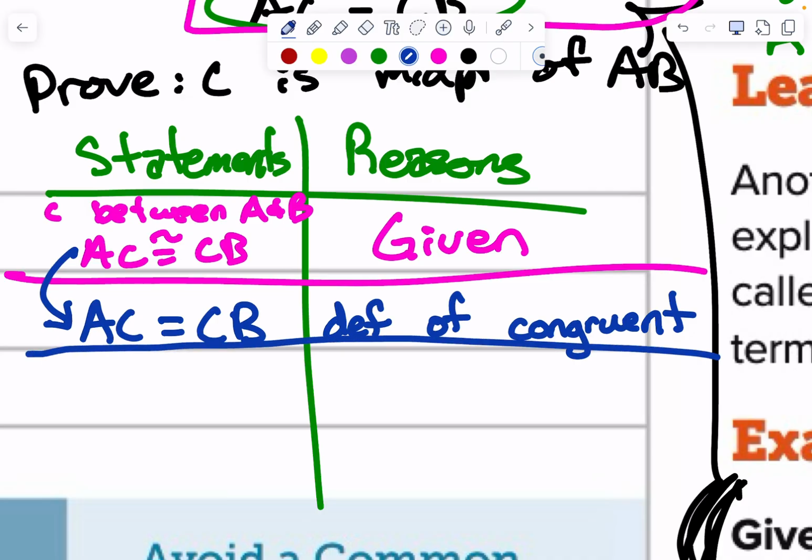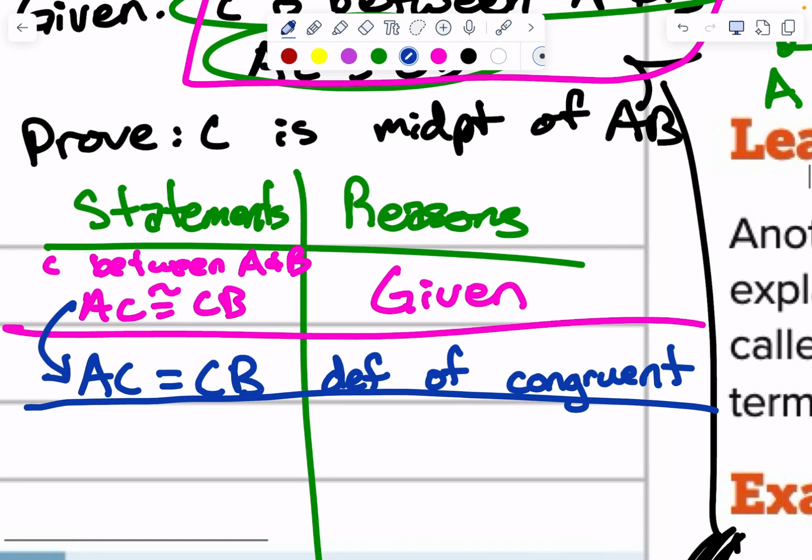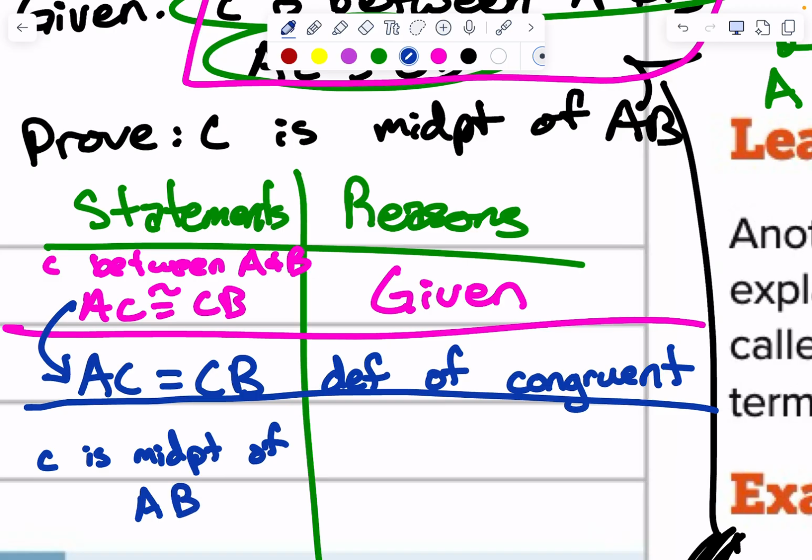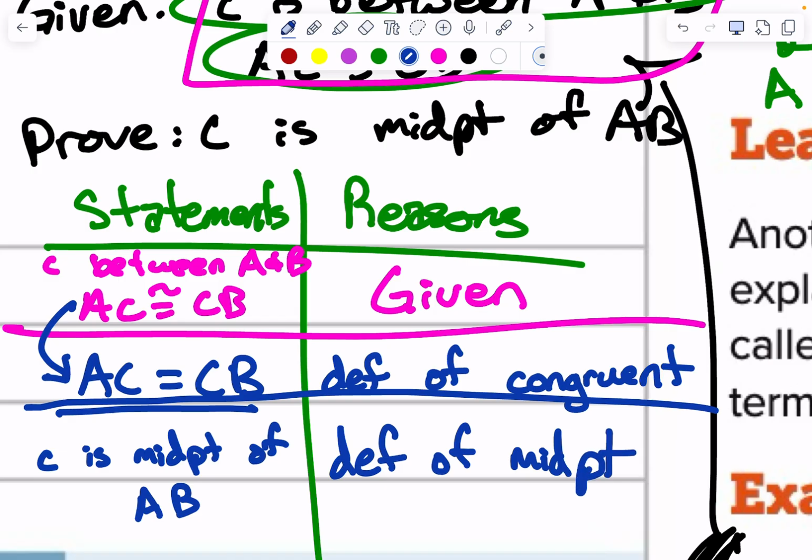Okay, now if AC and CB are equal to each other, does that mean that C is the midpoint? Yep. C is the midpoint of AB. Okay, and how do I know that? If AC is equal to CB, definition of midpoint. Yep. By definition, if they're equal to each other, then C has to be the midpoint. Okay. Good. Very good. That's it. That's all there is. That's only 3 steps there.